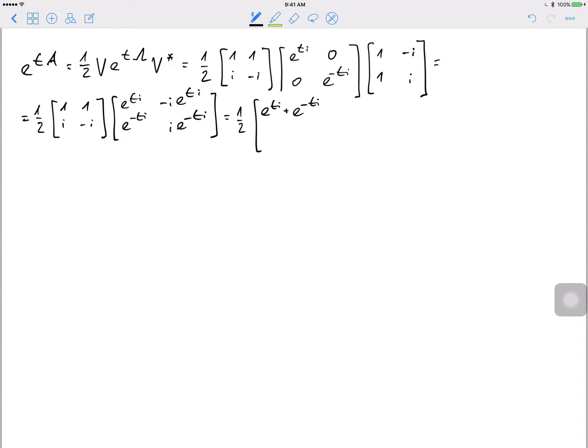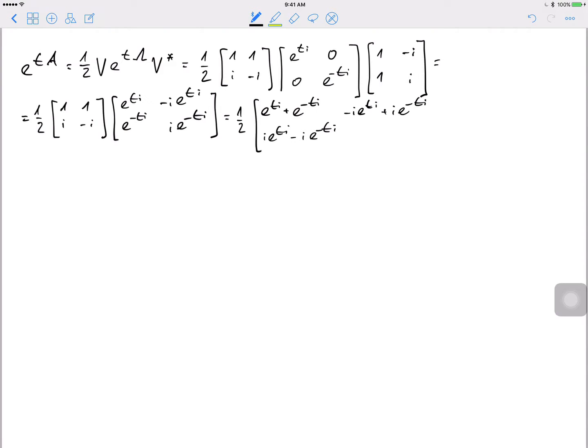What's going to be the second one? That's going to be minus e^{ti} like this. Maybe let me just write it, because saying it is kind of awkward. Plus this. Okay. Then the next one will be what? e^{ti} minus, like that.